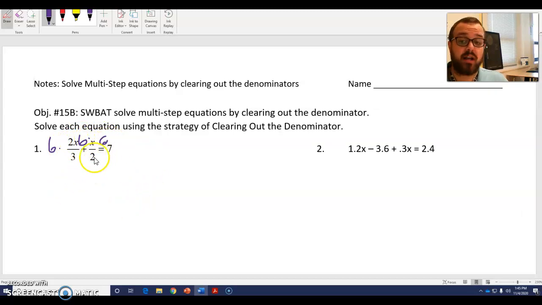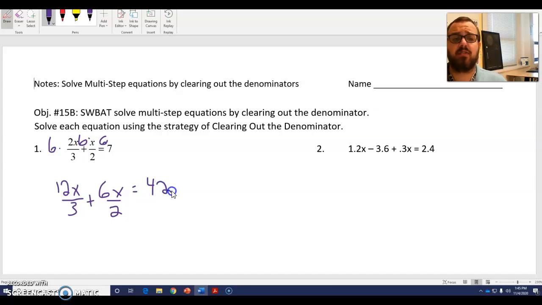What's that going to do? Well, I multiply just the numerators by that number. Remember, this is like 6 over 1. To multiply fractions, multiply across. So basically, I'm multiplying the numerators. So I'm going to get 12x over 3. I'm going to get 6x over 2. And then 6 times 7 is 42.